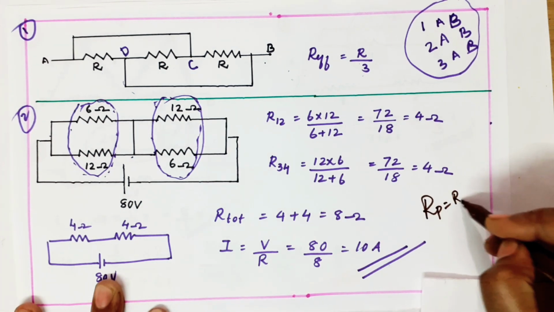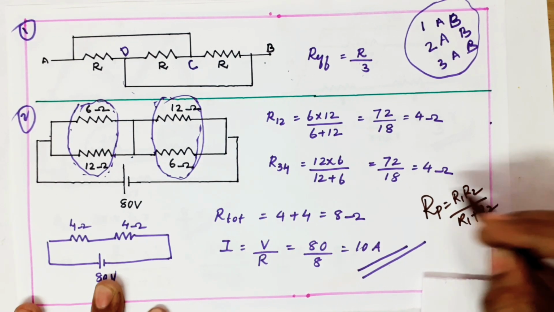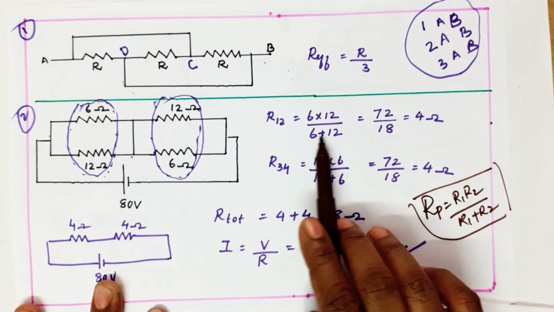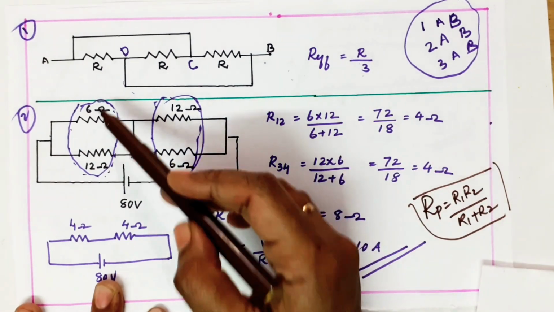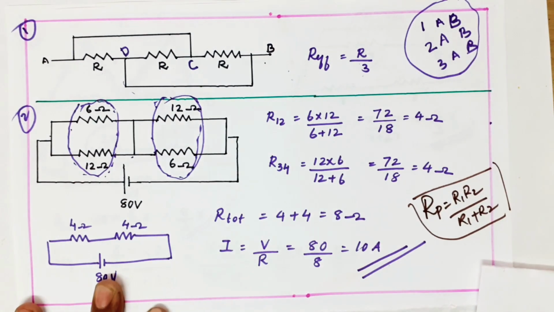Rp, I can write it as R1 R2 by R1 plus R2. So we need not take LCM and all, it is a shortcut formula. So I am writing 6 into 12 by 6 plus 12. That is 4 ohm for this resistance. If you check this also, I will get 4 ohm.